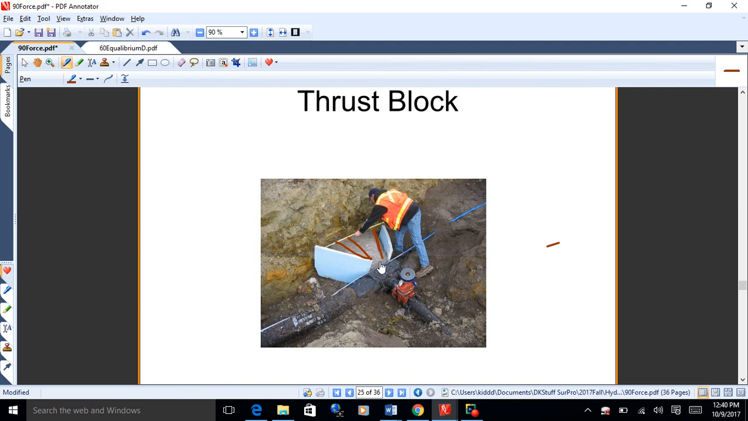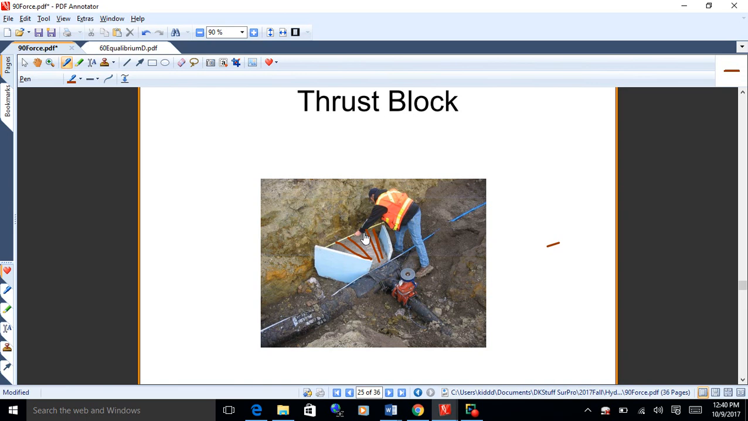See, when you dig up soil, you disturb it, and it's not nearly as strong as it was before you dig it up. If you notice, if you backfill something over time, it'll kind of settle a little bit. So once you dig up soil, you really take away a lot of the strength of it. It just isn't completely compacted. So what you want to do is get that force over to the trench wall where it's undisturbed. That's really what a thrust block is doing.